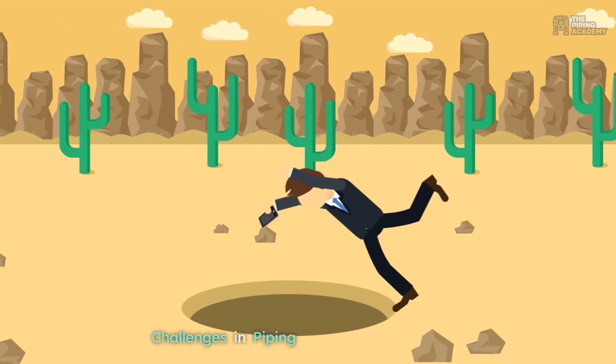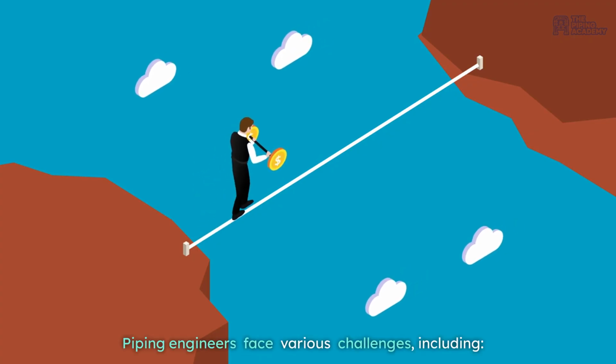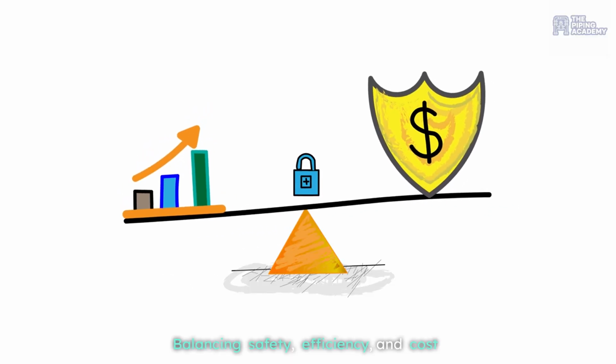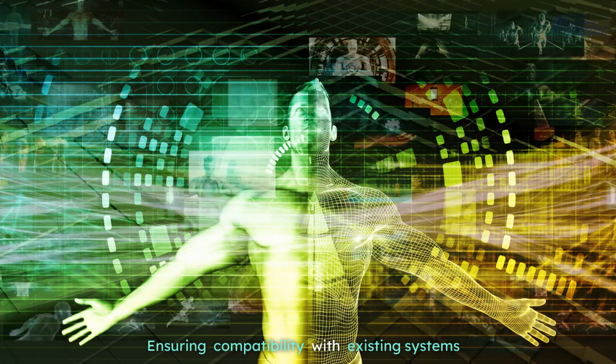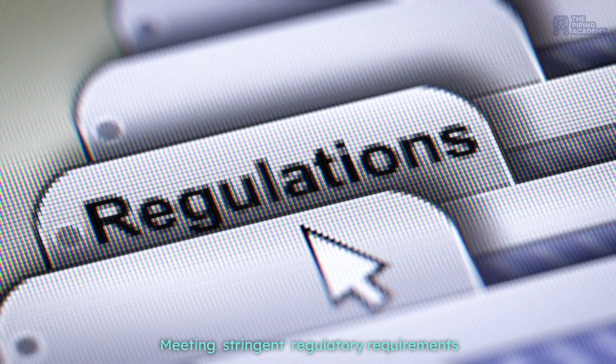Challenges in piping engineering design. Piping engineers face various challenges, including space constraints in complex facilities, balancing safety, efficiency, and cost, ensuring compatibility with existing systems, and meeting stringent regulatory requirements.